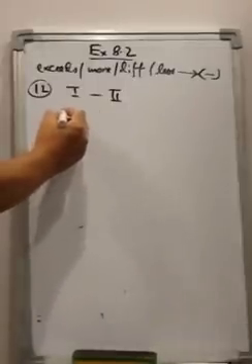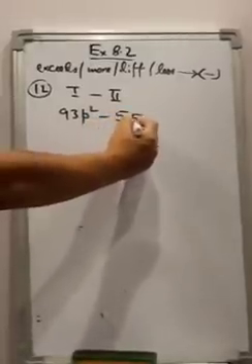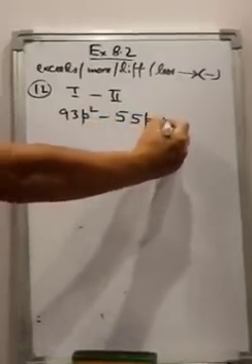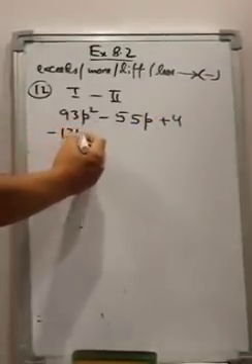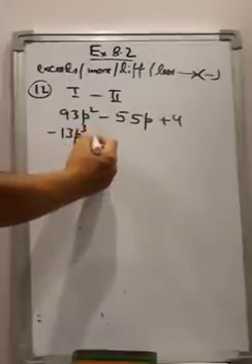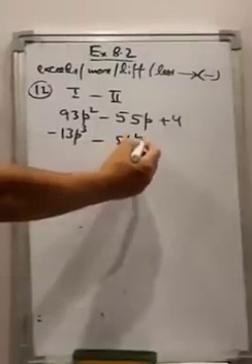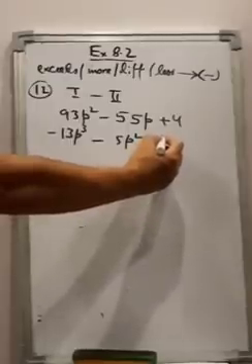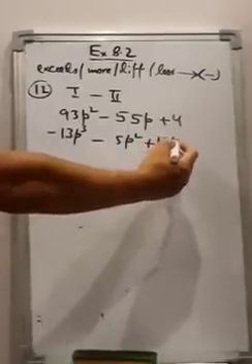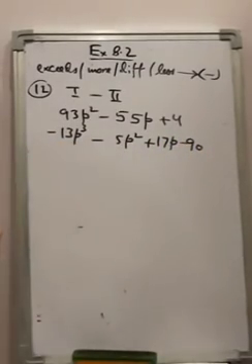So the first expression is 93p square minus 55p plus 4, and the second expression is minus 13p cube minus 5p square plus 17p minus 90.